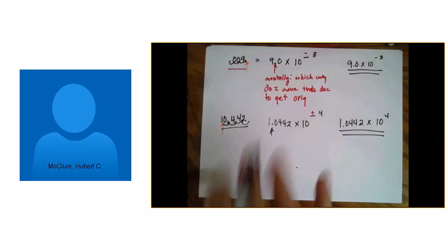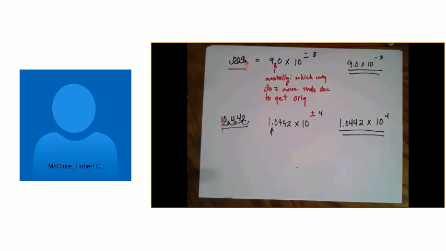And again, most people know how to do this. Hopefully you don't say, well, if it's a very small number, it's negative, and if it's a very big number, it's positive. Don't do that. All right, let's do this one.